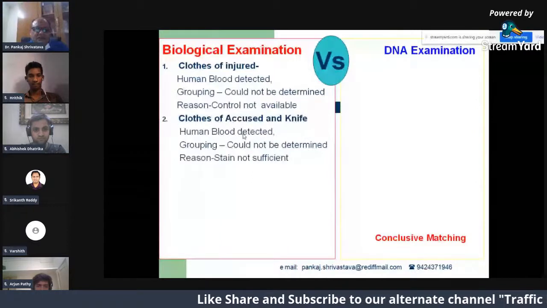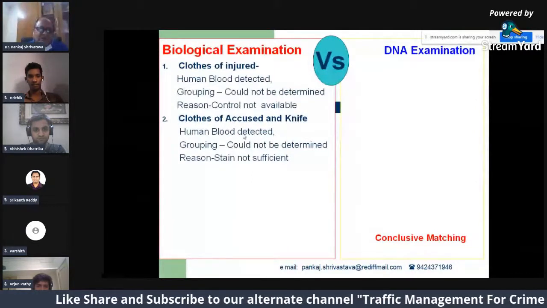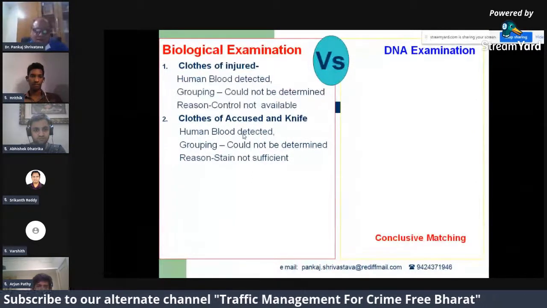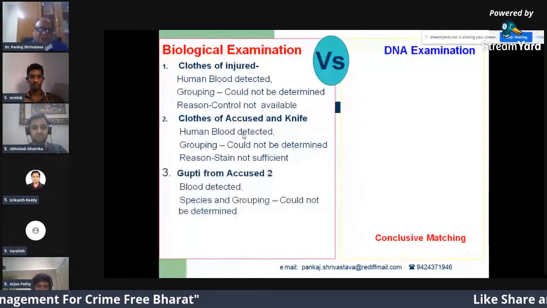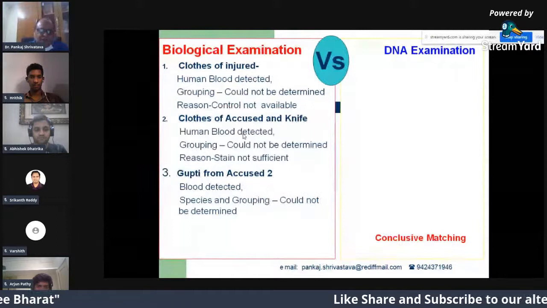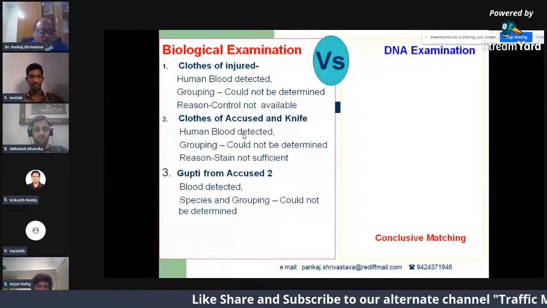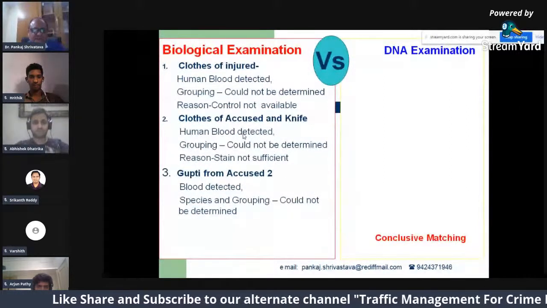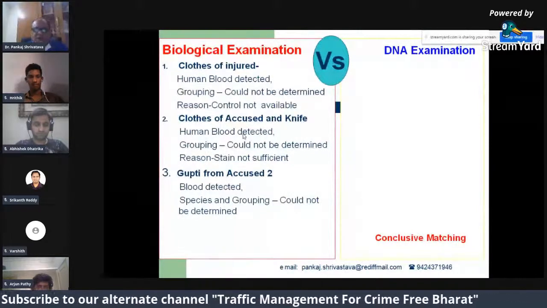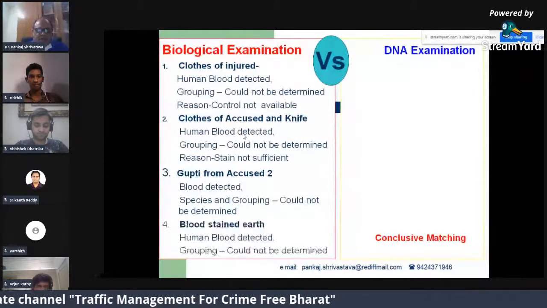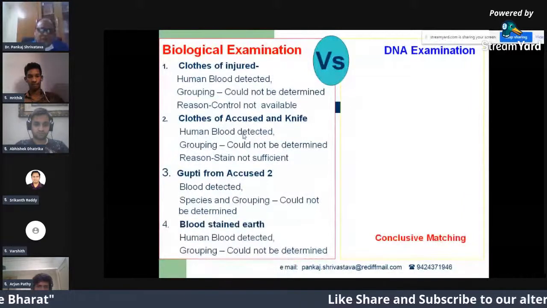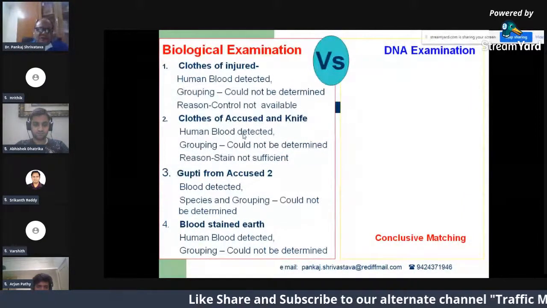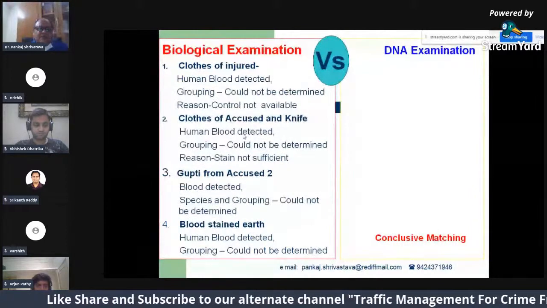With clothes of accused and knife, human blood was detected. Grouping could not be determined. Reason behind was stain was not found sufficient. Gupti, it's a kind of weapon seized from accused 2. Again, blood was detected. Species and grouping could not be determined. Blood stained earth, जिसको मिट्टी कहते हैं हम लोग, human blood was detected and grouping could not be determined. Now, these were the results which were presented before the honorable court.